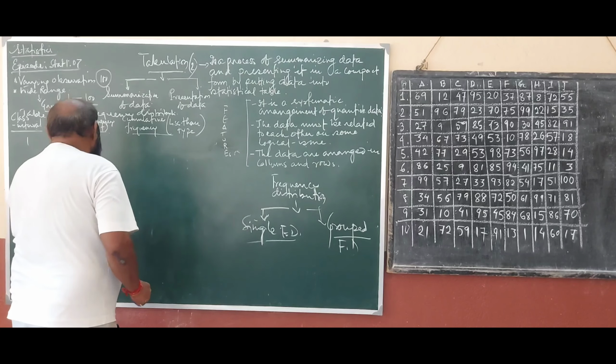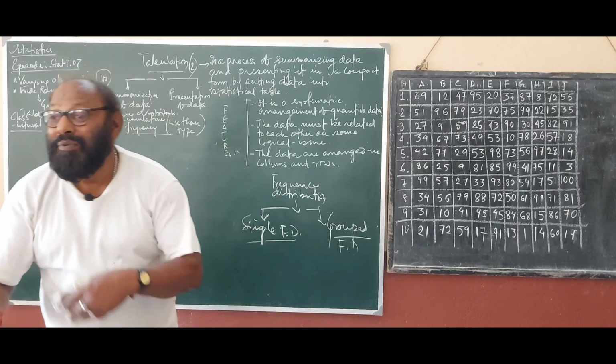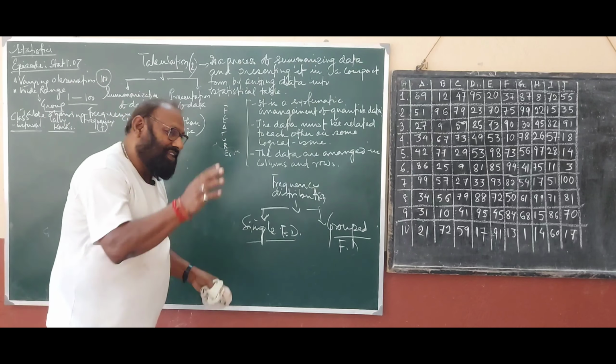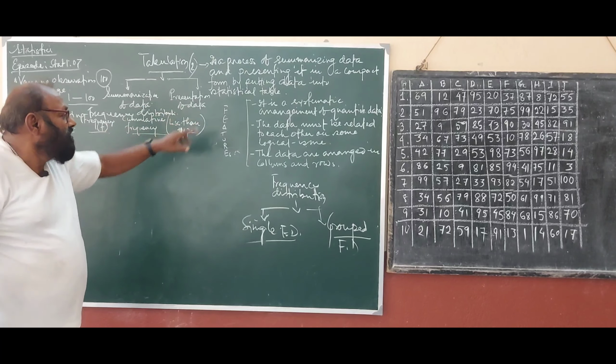So देखो, I have defined tabulation. What is a tabulation? I have tried to help you memorize this. Tabulation is a statistical process. Very good. How many processes are involved with it? There are two processes: one is summarization of data and the other is presentation of data.